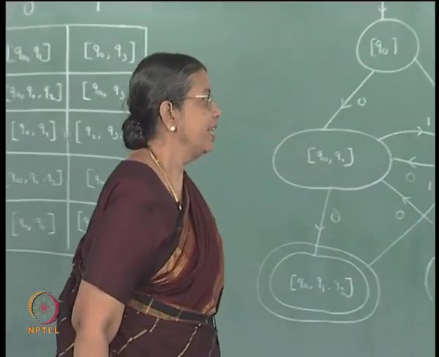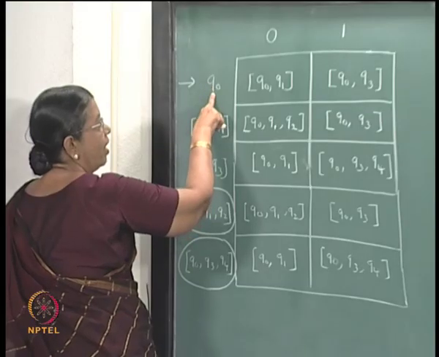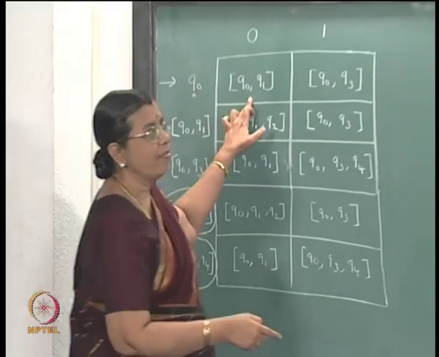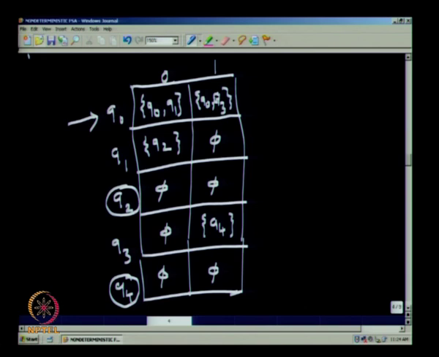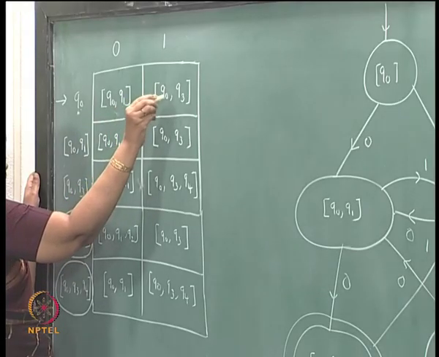So, how many states do we get in the deterministic diagram? The state table for the non-deterministic diagram is like this. In the deterministic diagram, you start with Q0. So, Q0 will be the initial state, and from Q0 you have to fill in this table. After getting a 0, what state will you go to? You have to find the union; this will be taken as a state. Q0, Q1 will be taken as a single state and Q0, Q3 will be taken as a single state. So, from Q0, if you get a 0, you go to this state, and if you get a 1, you go to this.